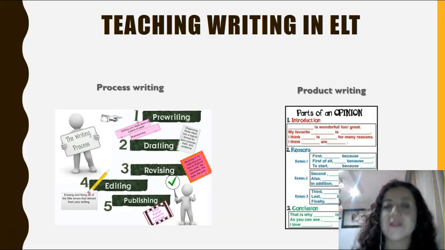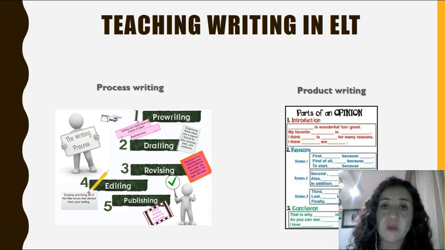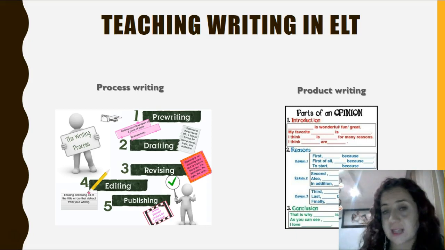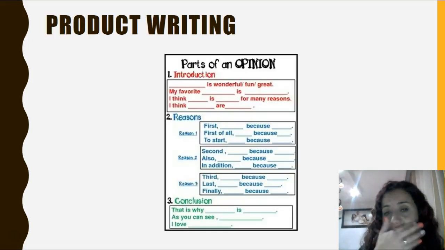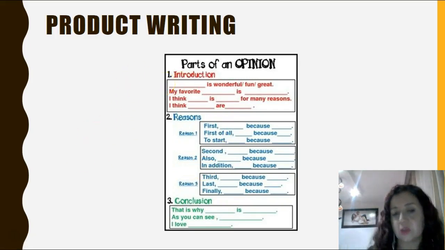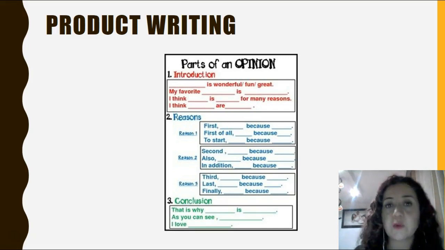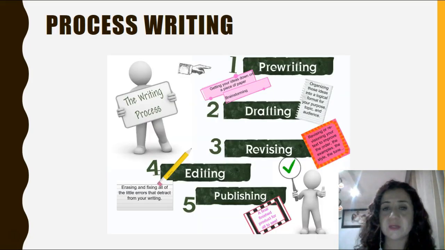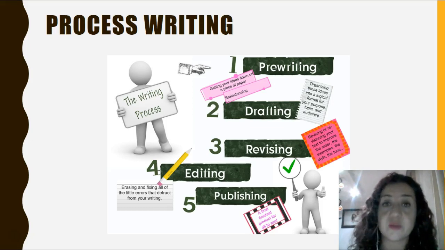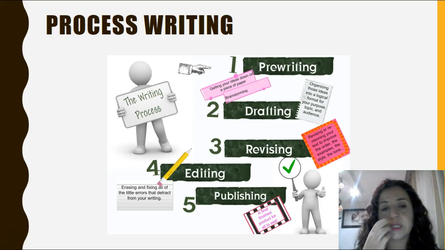In process writing, we have stages. In product writing, we focus more on a single product, on the production of a specific kind of text. So, as you can see here in the picture, we have, for example, the parts of an opinion: introduction, reasons, conclusion, etc. So product writing is going to invite us to focus more on the final product that we are going to produce. On the other hand, process writing makes us consider the different stages that there are in order to produce a text. However, we will go more in depth into each of the two throughout the video.